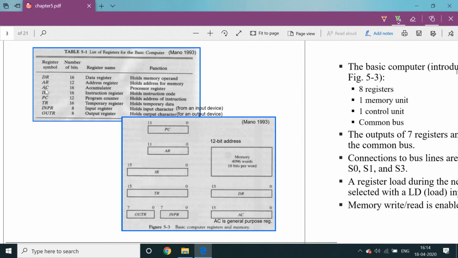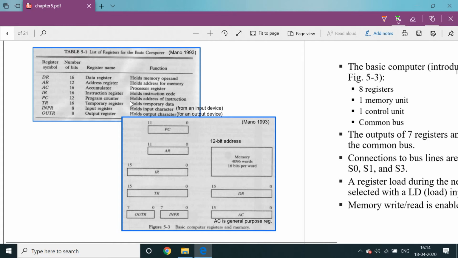Processor register, accumulator, is a very important register compared to the remaining registers. Its accessing speed is also very high compared to the remaining registers. Instruction register holds the instruction code, that means while it is processing, the complete instruction will be stored into the instruction register.